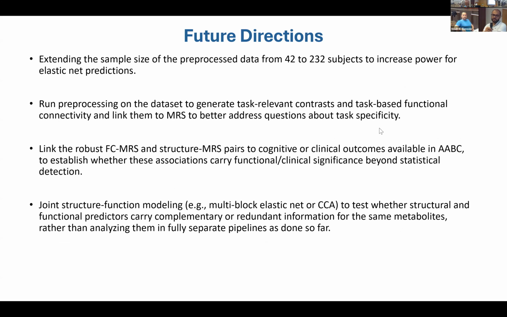In future, we hope that we will be able to pre-process the data not just in 42, but all the 232 samples. And then, by not relying on their pre-processing but using our own custom pre-processing, we can ask better questions about task specificity. Linking these FC MRI or structural MRI pairs to other clinical outcomes will be more useful. And yeah, sorry, that's all for now.